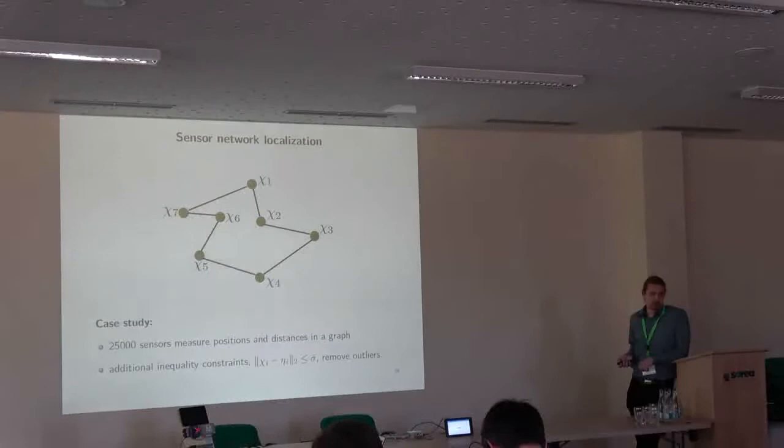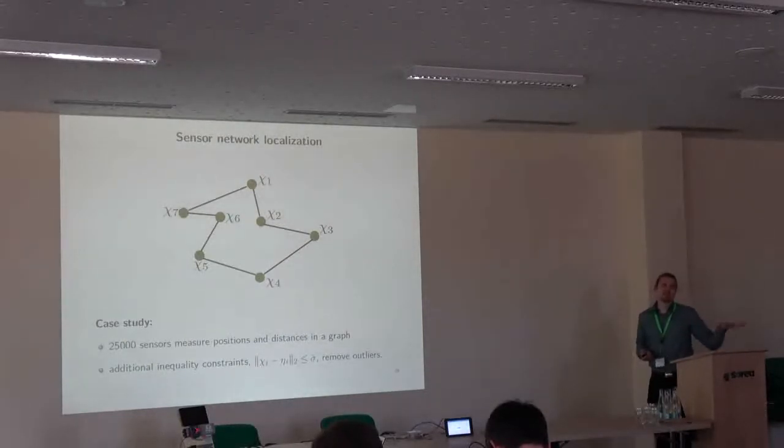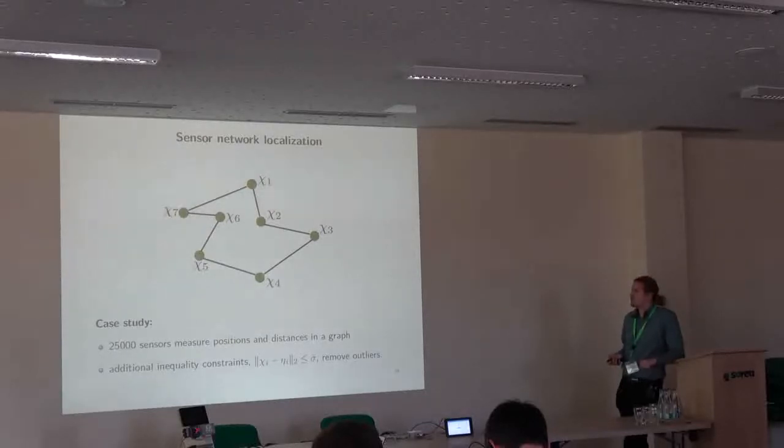Additionally, just to make it more fun, we have added inequality constraints. That might make a lot of sense in practice, because we would like to remove outliers, of course. If we get wrong measurements, we cannot expect that all 25,000 sensors would work, right? So we've added inequalities as well, which leads to a big optimization problem with 100,000 optimization variables, because each sensor has at least 4 variables, 4 degrees of freedom, its own position and a copy of its neighbor.